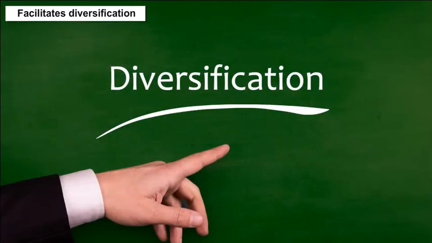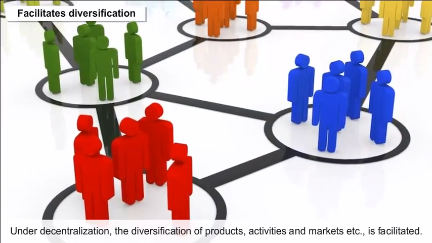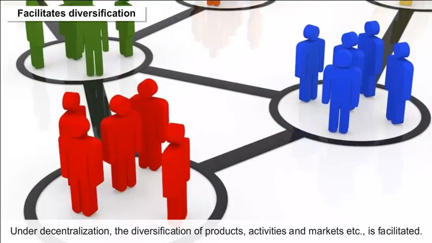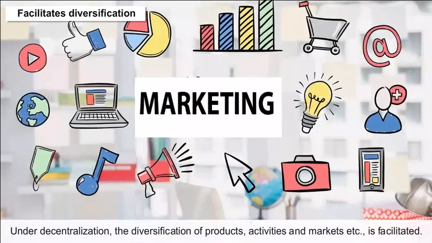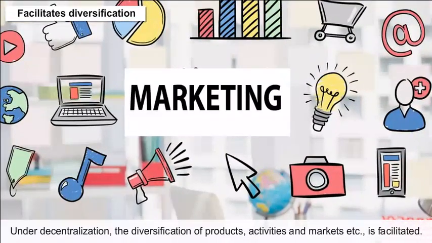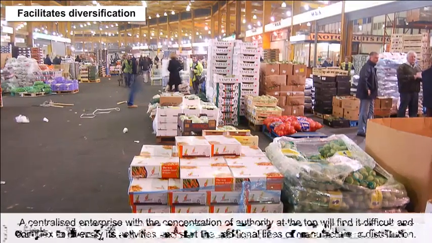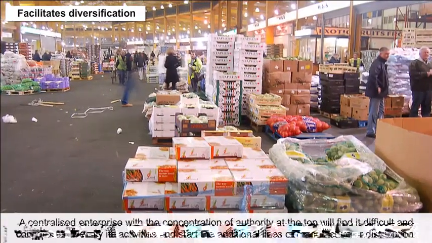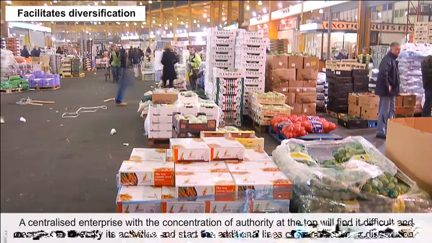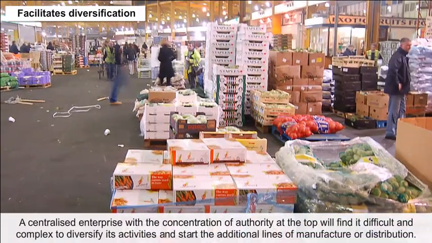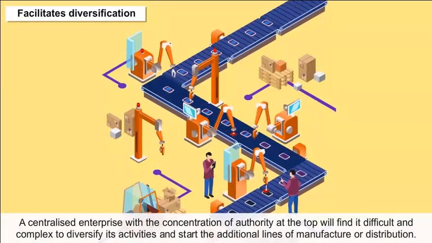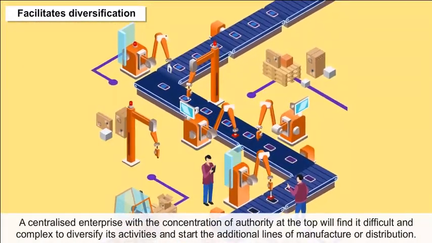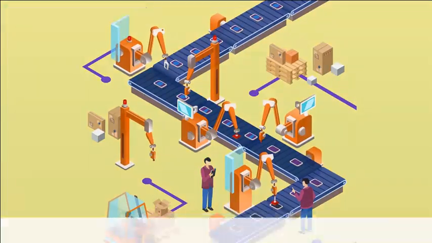Facilitates diversification. Under decentralization, the diversification of products, activities, and markets, etc., is facilitated. A centralized enterprise with the concentration of authority at the top will find it difficult and complex to diversify its activities and start the additional lines of manufacture or distribution.